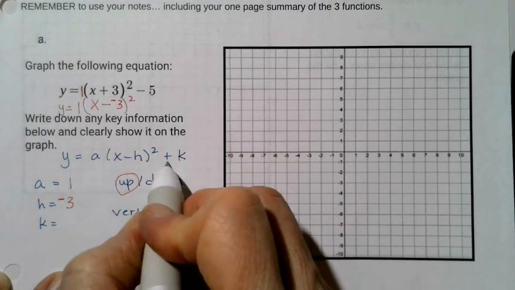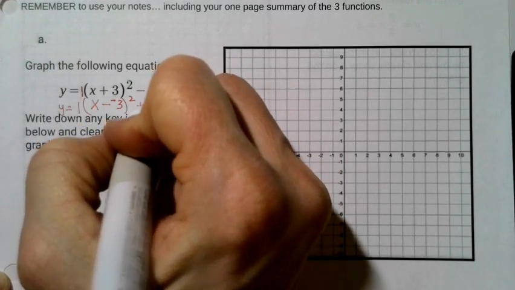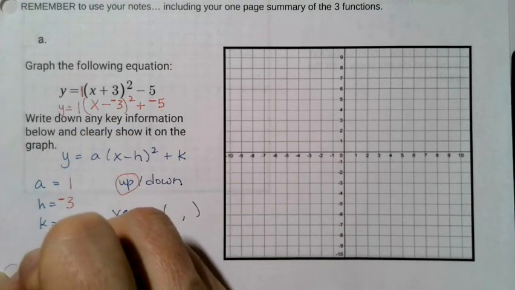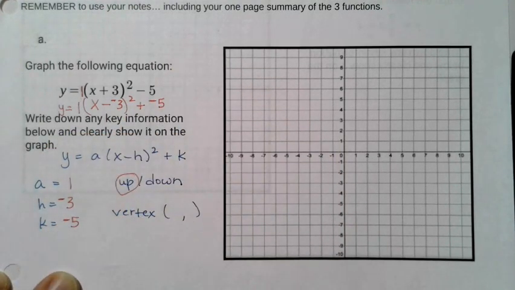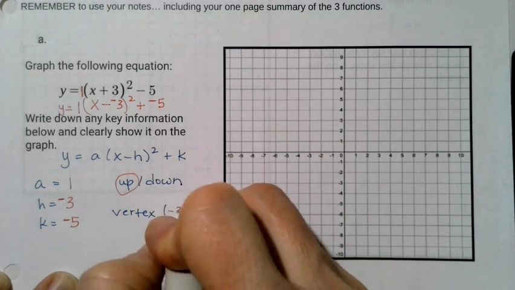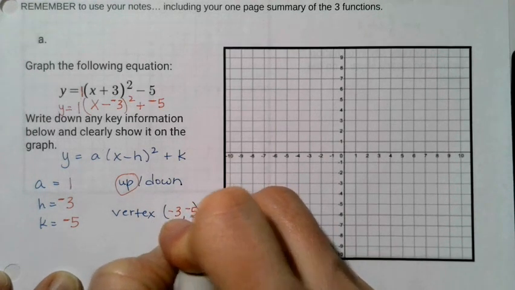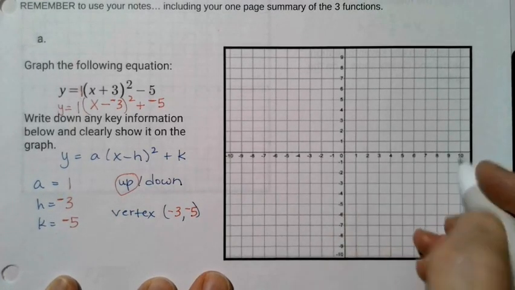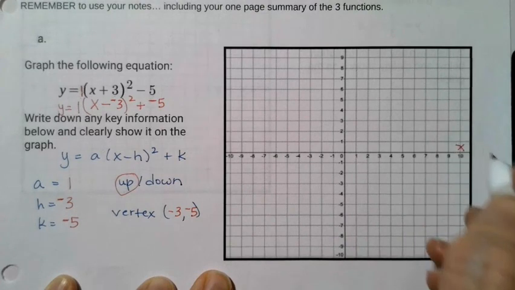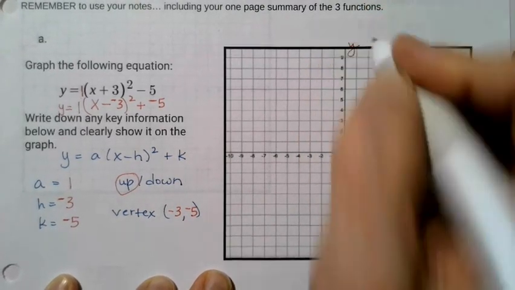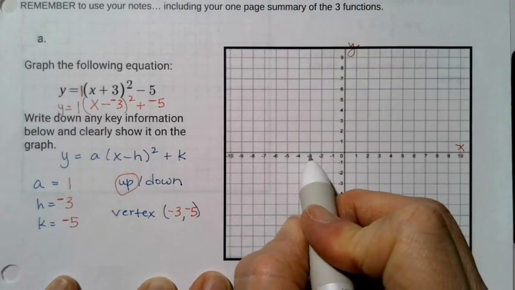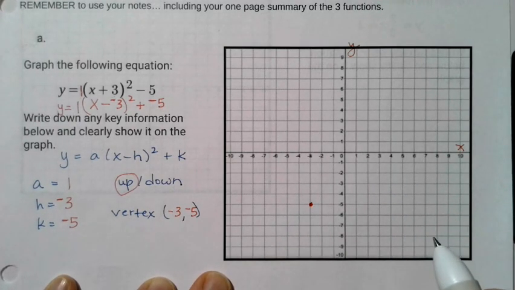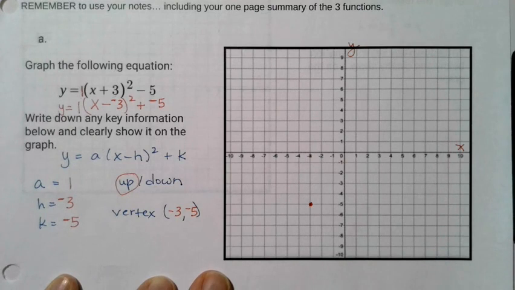Out here, I should have plus k, so that's going to be plus a negative 5. So I know my k value is negative 5. And that means my vertex is negative 3, negative 5. The next thing we do is we plot that. So remember, this is our x-axis. This is our y-axis. Negative 3, negative 5 would be right here. And my parabola should be opening up.